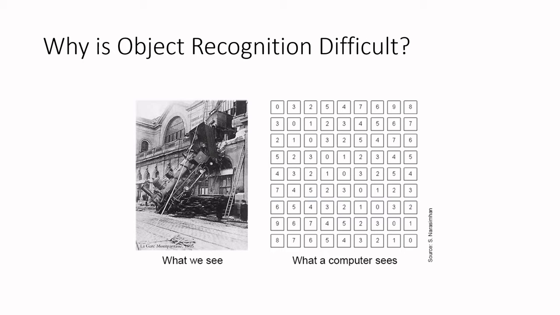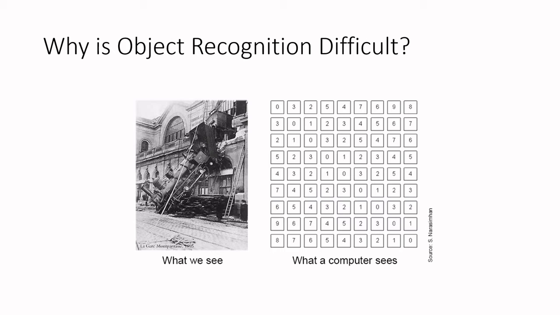Now, why is object recognition difficult? Or let's just try to gauge the difficulty of object recognition, because this is a problem that people have been addressing for the last 50, 60 years. And obviously, only in recent years, with the advent of deep learning, very good progress has been made. So let's just get an idea of the difficulty of the problem.